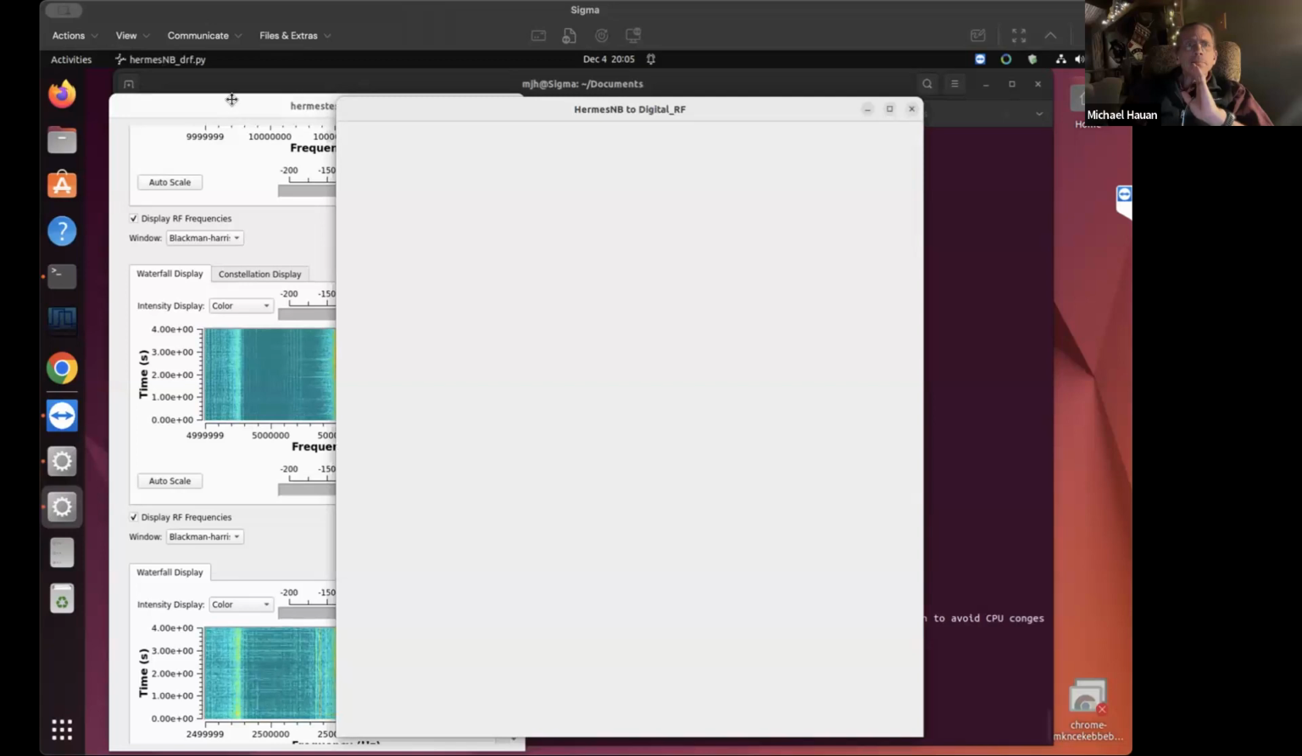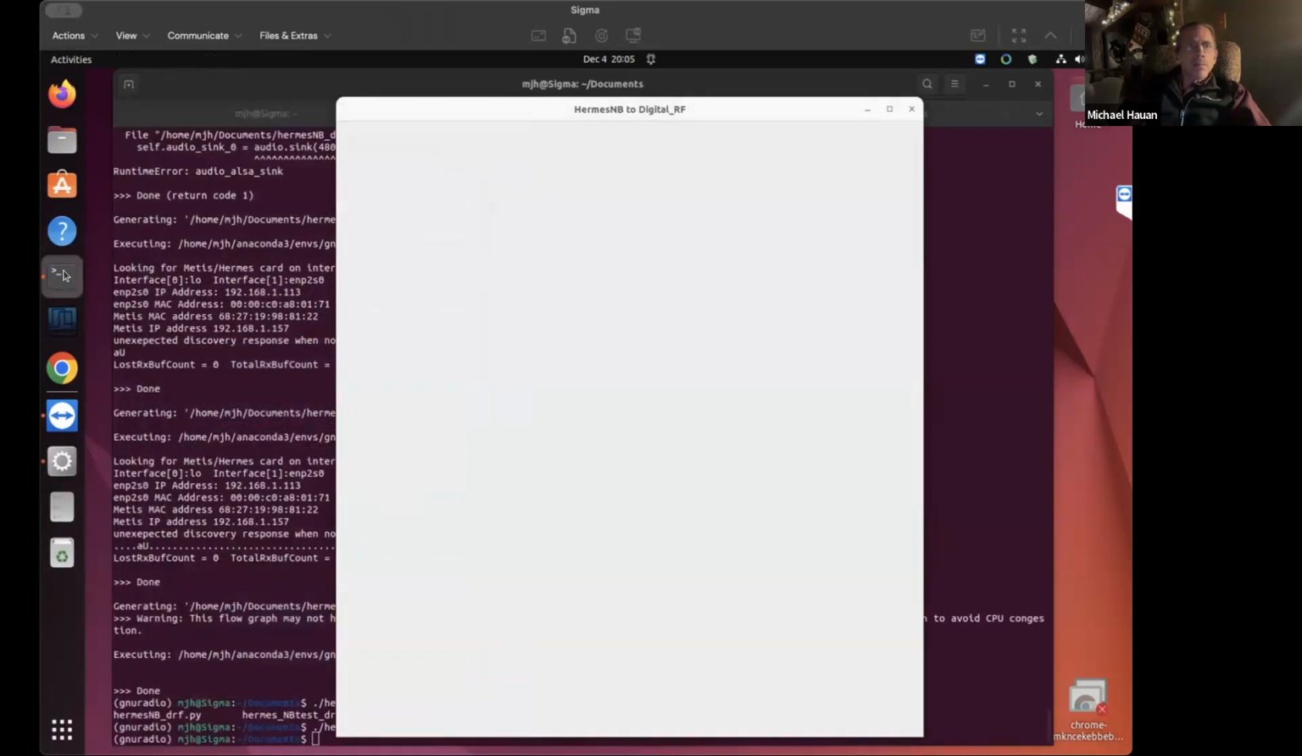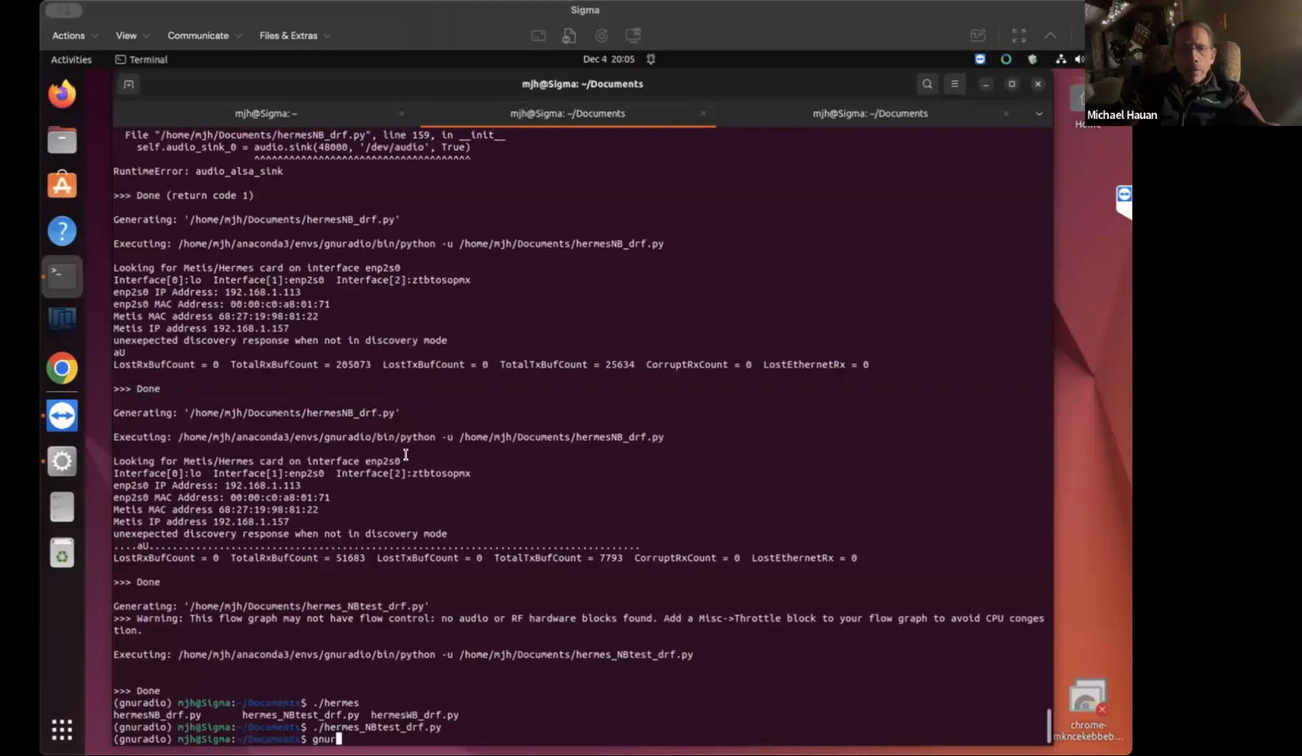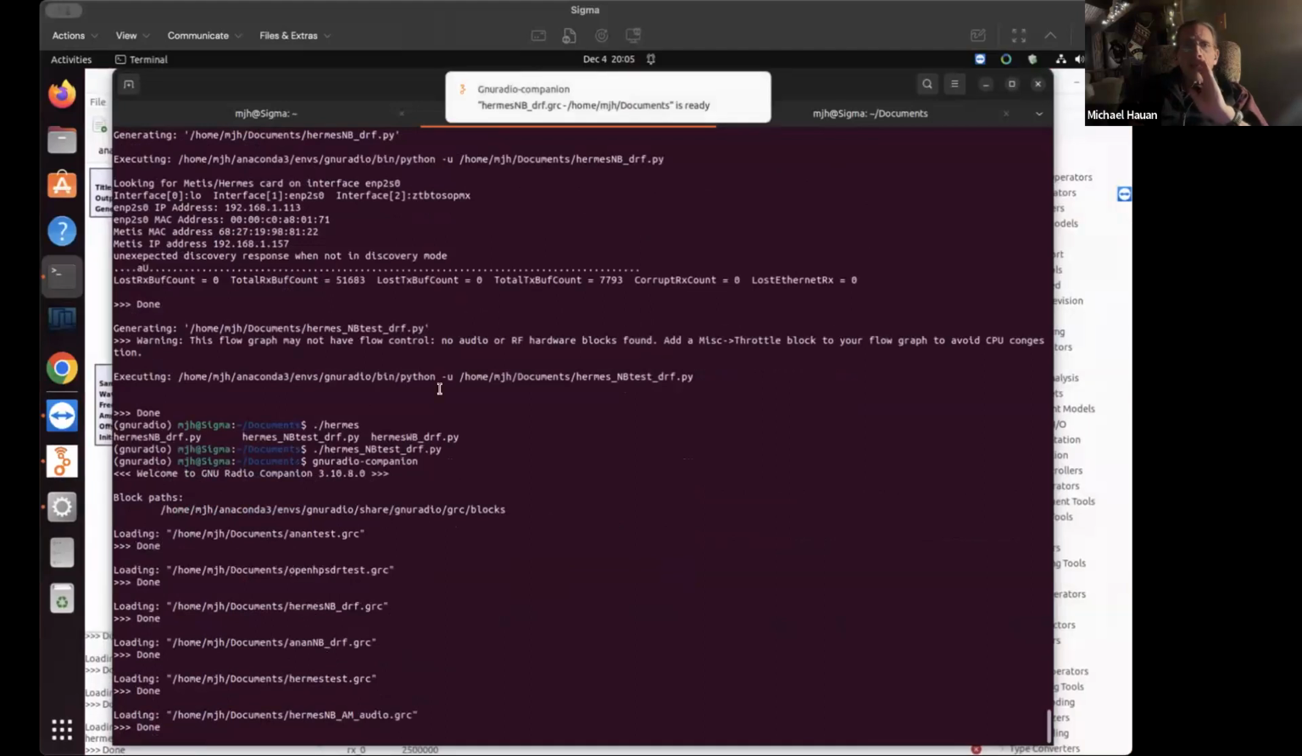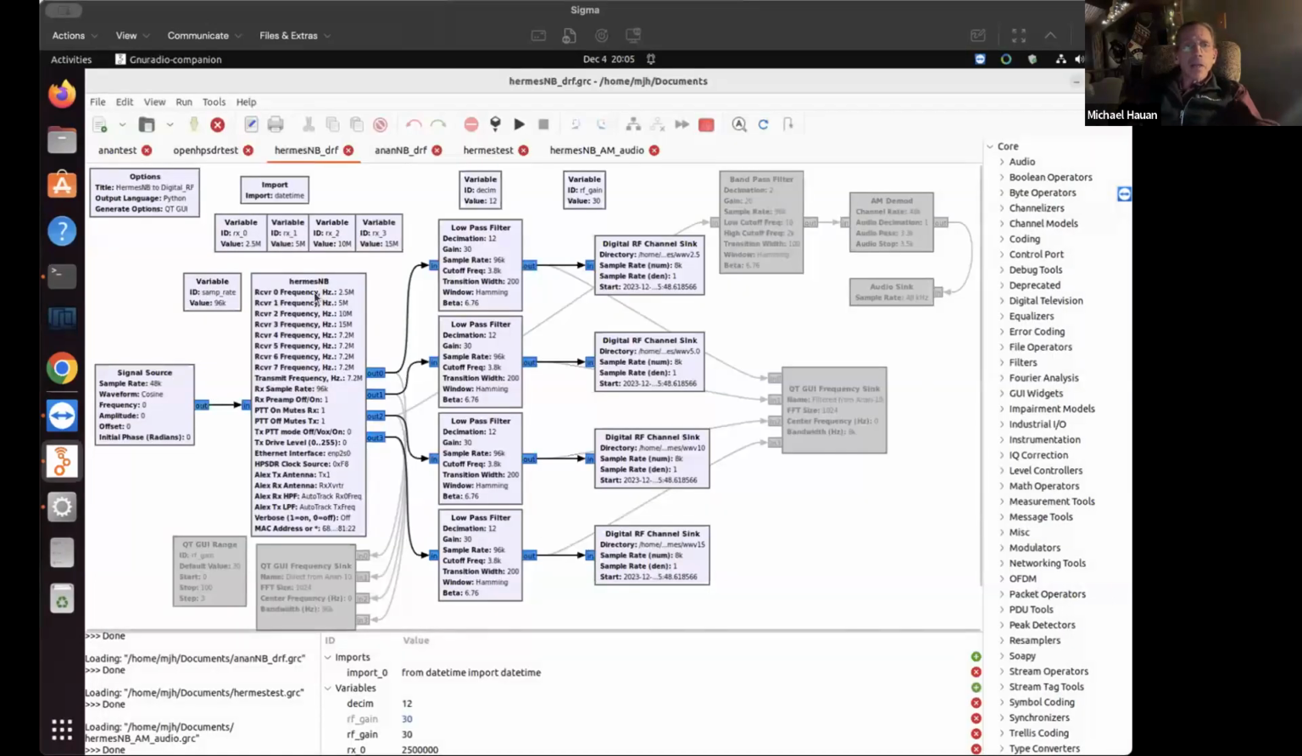I could probably get the companion running just to show the block diagram. There it is. This is the block diagram. This is the Hermes block that was written by Tom McDermott, and I'm feeding it into a low pass filter, which decimates it. It's recording at a sample rate of 96. It maintains that, but then decimates it by 12 to get it down to 8K.